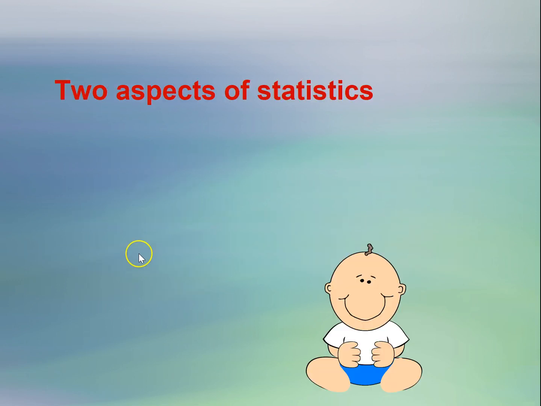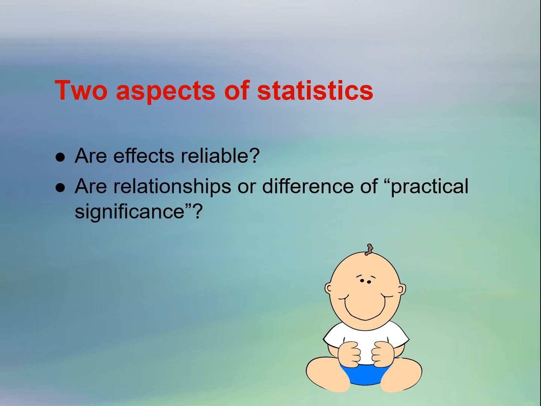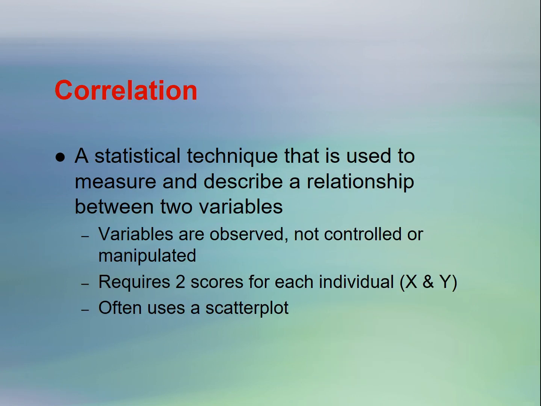What are the two aspects of statistics? The answers are: are effects reliable? Are relationships or differences of practical significance? Correlation is a statistical technique that allows us to measure and describe a relationship between two variables.